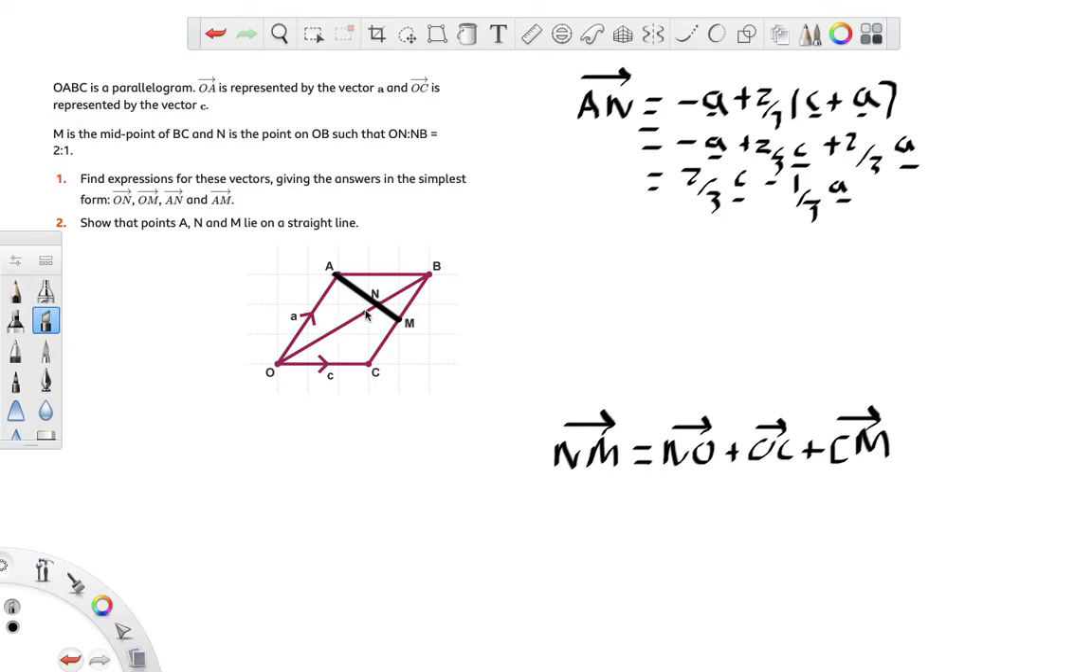Okay, so enter O. Well, from the work that we did previously, we knew that O to N was 2/3 of C plus A. So therefore enter O will be minus 2/3 of C plus A. Then we've got O to C. Well, we know that that is C, so that's fine. And then we've got C to M. Well, M was the midpoint, and we knew that this line here, C to B, was represented by the vector A, so it was plus a half of A.